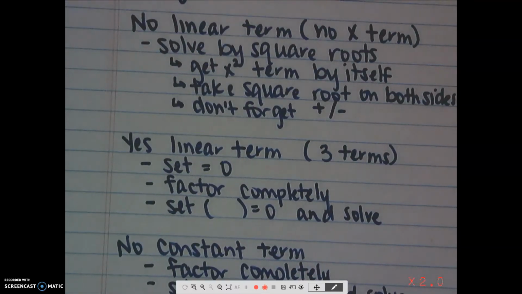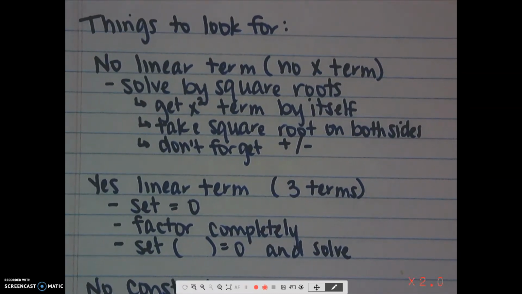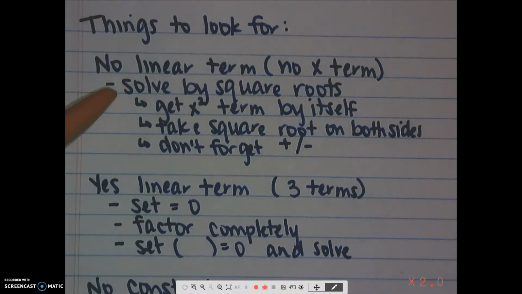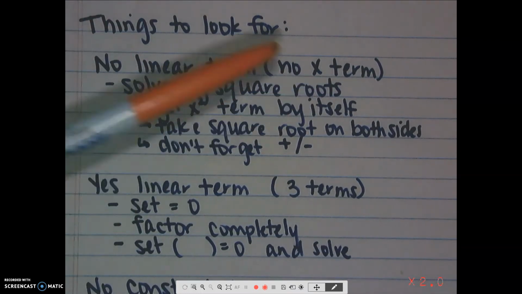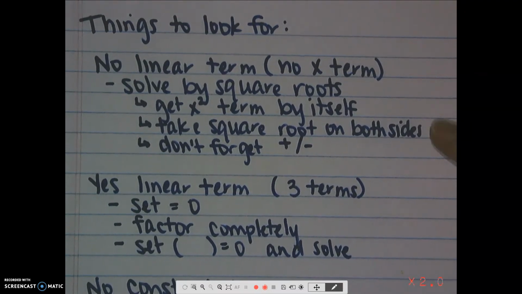So in general, there are 3 different situations that we're in and things that we want to look for, okay? So the first one is that there is no x term. That's where you're going to solve by square roots. You're going to get the x squared term by itself, take the square root on both sides, and then don't forget the plus or minus sign. Now, keep in mind this only works if there's no x term. If you don't want to remember that process, then you can still solve by factoring for these types of questions.